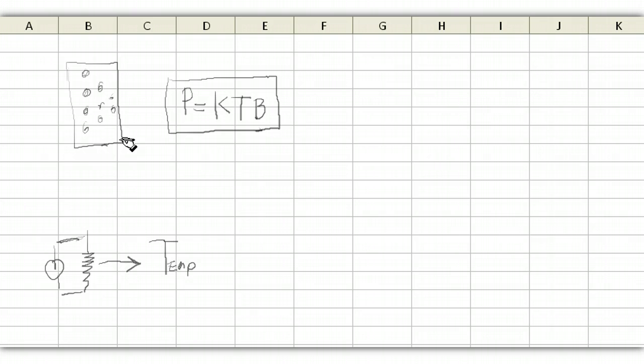Now let's think about this as a practical communication system, and let's take a very simple communication system where we have an antenna. Let's say it's a dish. And it's connected to a receiver. Let's assume that this is an ideal receiver, that the receiver itself doesn't generate any noise, and the antenna is an ideal antenna, and it doesn't generate any noise.